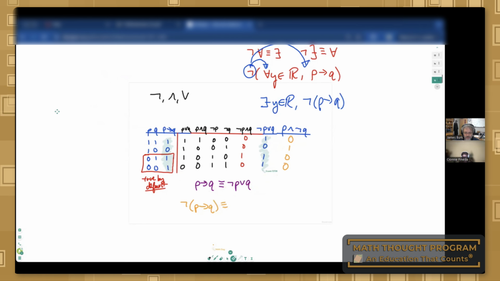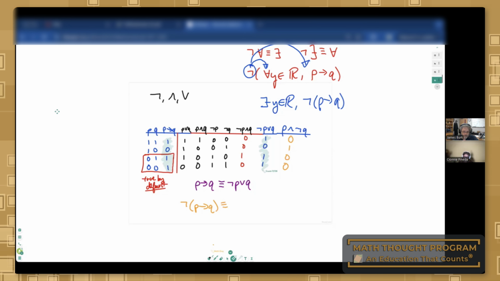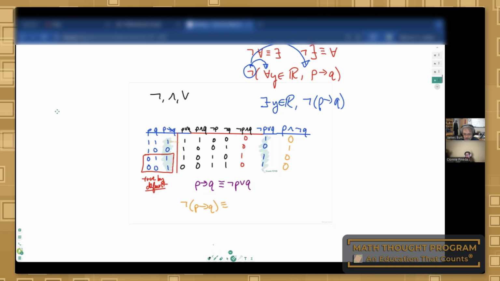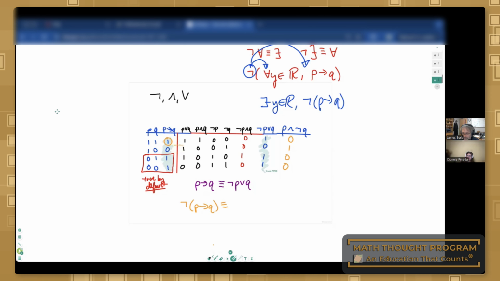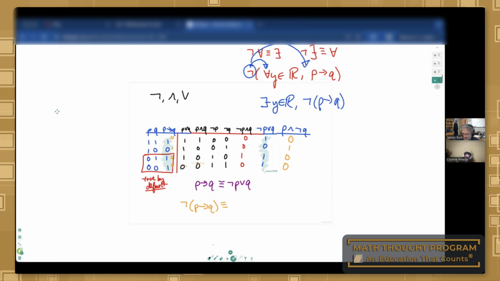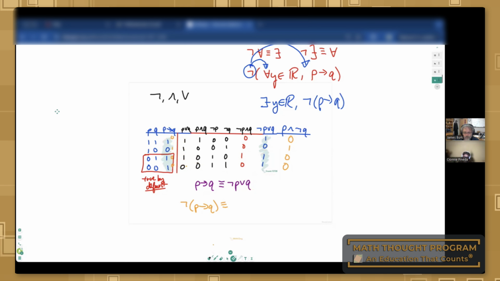If I take the negation, what happens to the truth value? If it's true, it becomes false. And if it's false, it becomes true. So I would negate this, and that would be false, true, false, false. Is there another row or column over here that has that same structure? Oh, P and not Q. Absolutely.